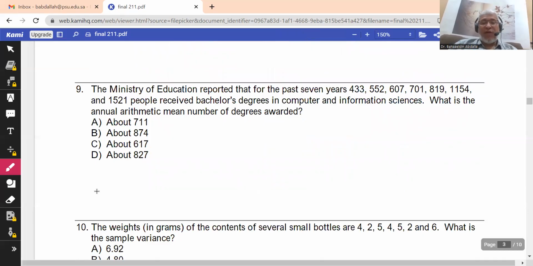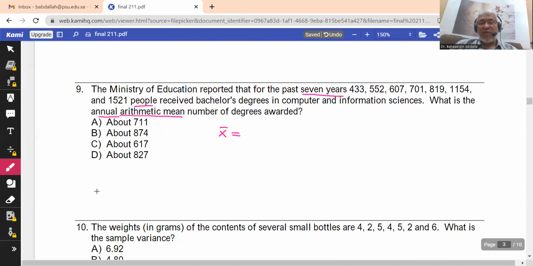The Ministry of Education reported that for the past 7 years, we have these numbers of people who received bachelor's degrees in computer and information sciences. What is the annual arithmetic mean? Arithmetic mean is X bar. Annual because these numbers are for the past 7 years, so every year. So it's an annual mean. So he's asking about X bar, the annual arithmetic mean number of degrees awarded.